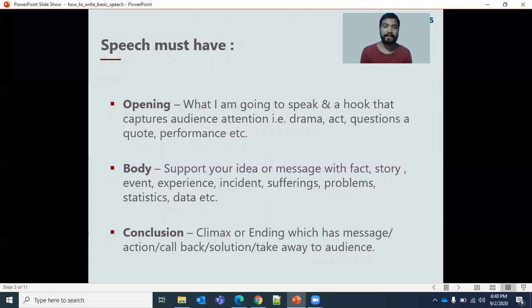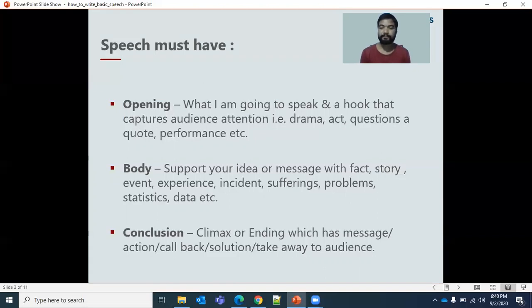Next, the most important part is the conclusion. If you are watching a movie, the ending, the climax, what happens in the end, the call to action and the solution. So the conclusion is very important.